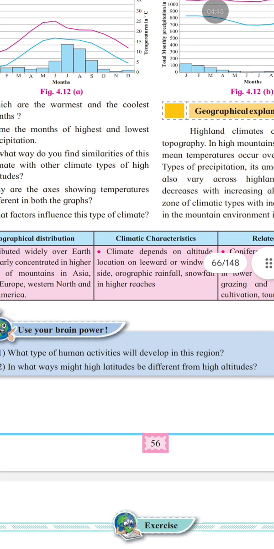Climatic characteristics. The climate of a mountain region does not depend only on its latitude. It mainly depends on altitude and location. So the most important factor is altitude. As altitude increases, temperature decreases. Therefore, lower mountain slopes can have relatively warmer conditions, while higher reaches experience much colder conditions.